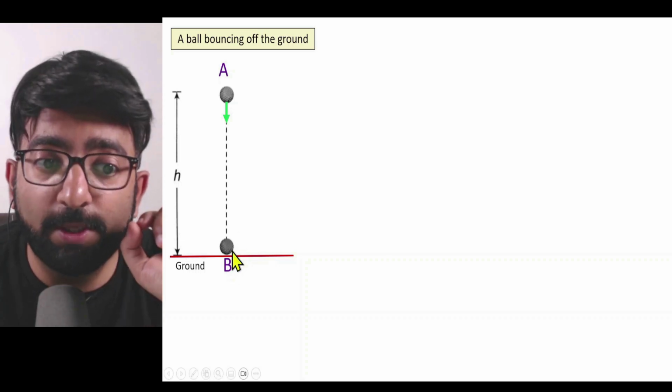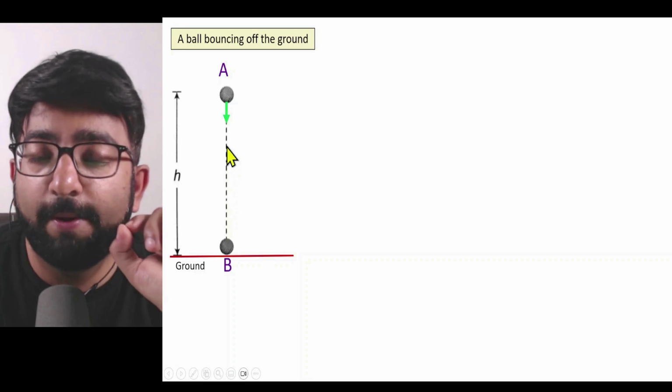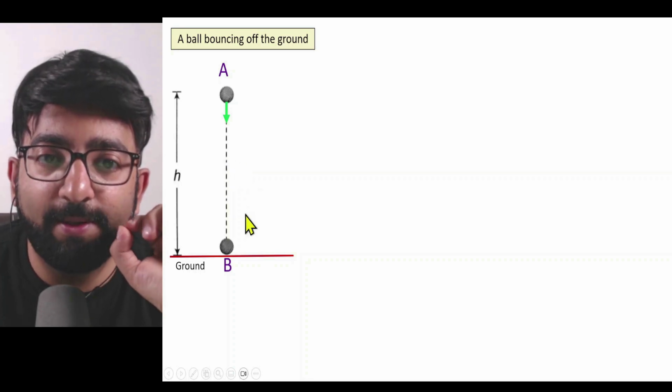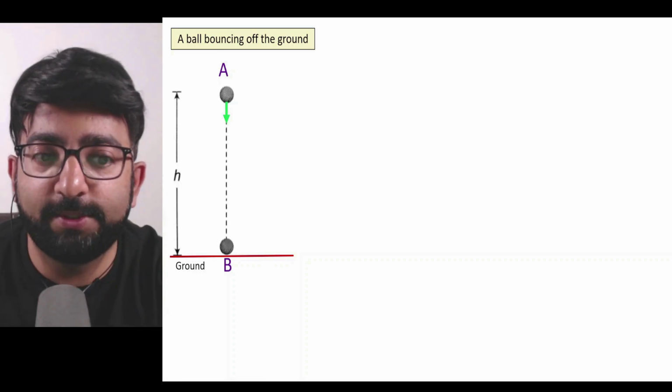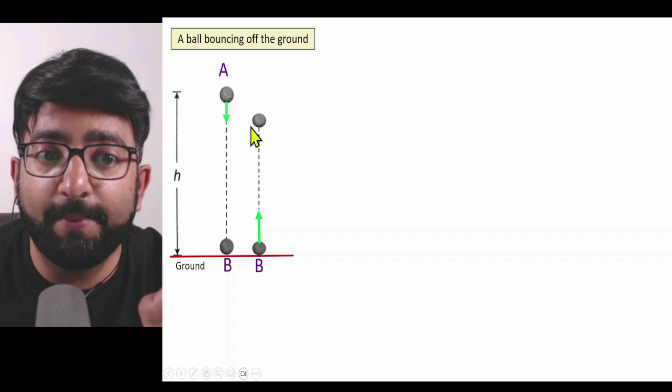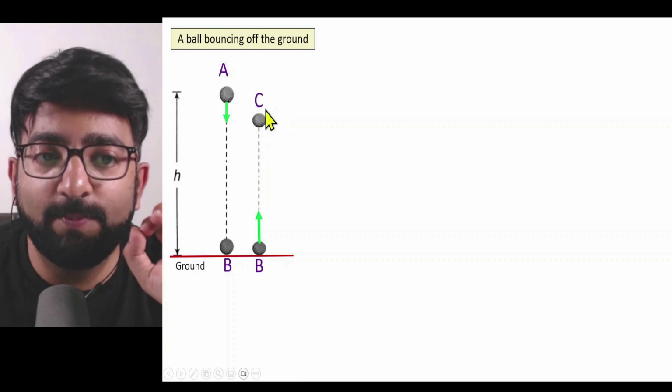Now, when the ball hits the ground, it is going to bounce back up. Of course, after the bounce, the ball is going to follow the same line and go up. But just for the sake of clarity, we will draw a separate line for after the bounce. After the bounce, let's say the ball is going up and it reaches the highest point, and let's say that point is labeled as point C.